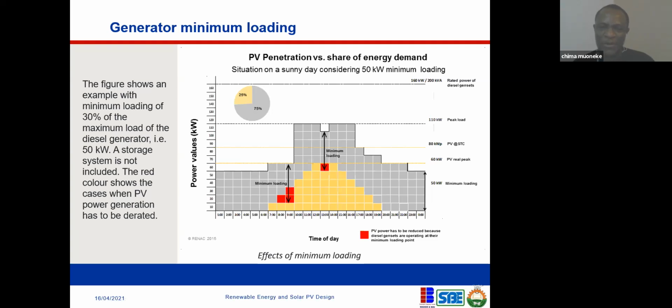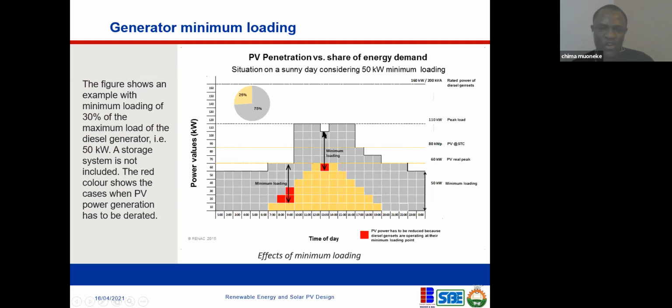Now let us look at what happened at 1 p.m. At 1 p.m., your demand dropped to 110. No, is that 110? Okay, your demand drops to 100. So once your demand drops to 100, you can see that your generator is now beginning to power less than 50. So you have 10, 20, 30, 40. Your generator is left with 40.